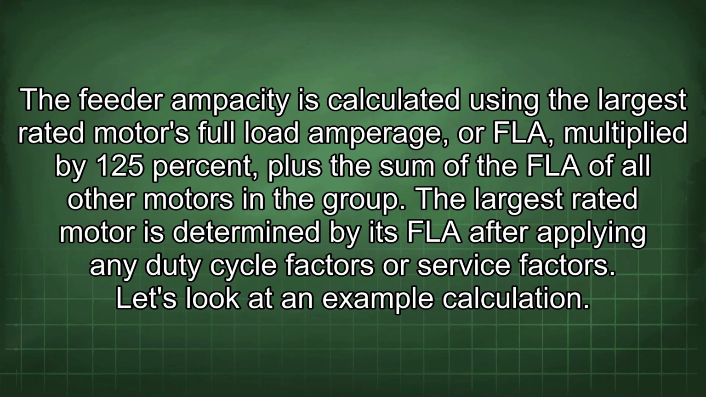Feeder ampacity is calculated using the largest rated motor's full load amperage, or FLA, multiplied by 125% plus the sum of the FLA of all other motors in the group. The largest rated motor is determined by its FLA after applying any duty cycle factors or service factors. Let's look at an example calculation.